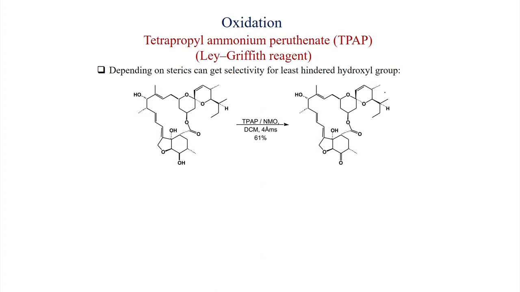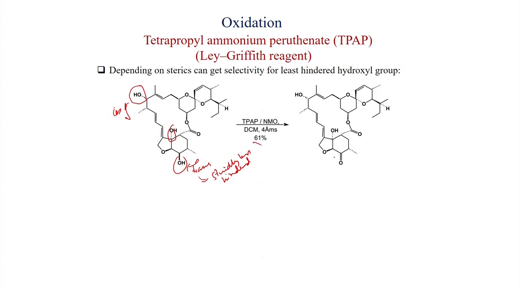Here is another example. You can see there are two secondary alcohols present, and the tertiary alcohol cannot be oxidized. Among these two secondary alcohols, this alcohol is cis with the methyl group, and this alcohol is trans. So, this alcohol is sterically more hindered and this is sterically less hindered. As this alcohol is sterically less hindered, when TPAP, NMO, 4 angstrom molecular sieve is used, selectively this alcohol only gets oxidized to this ketone with 61% yield.